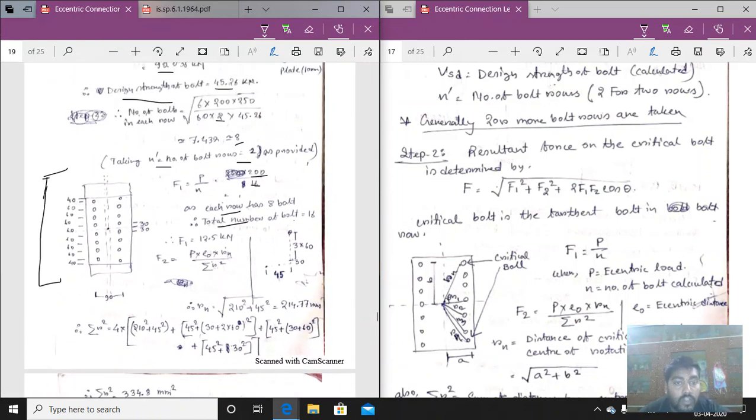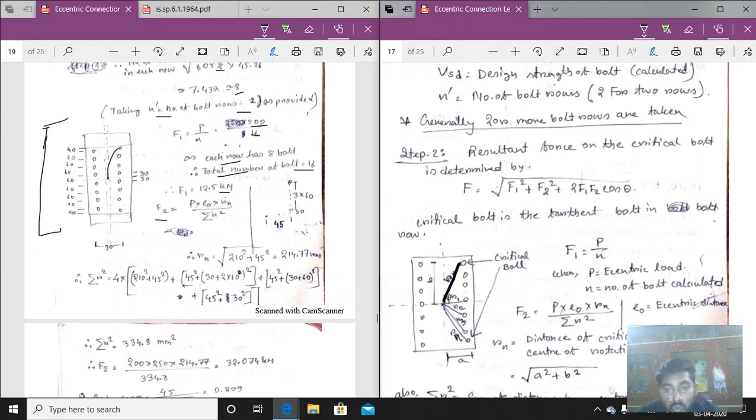Okay, total number of bolts is equal to 16. F1 is equal to 12.5 kilonewton. Now F2 we have to calculate. F2 is equal to P into E0 by Rn by R square. Now Rn, from here to that distance, equals Rn. This is the value of Rn. So Rn equals that distance.